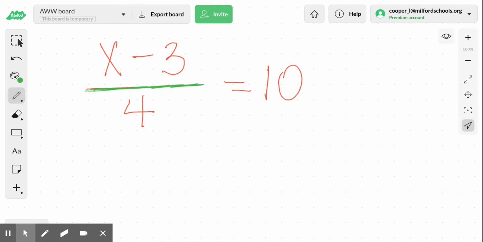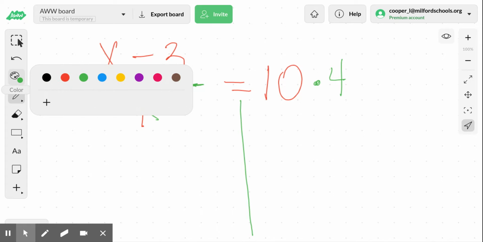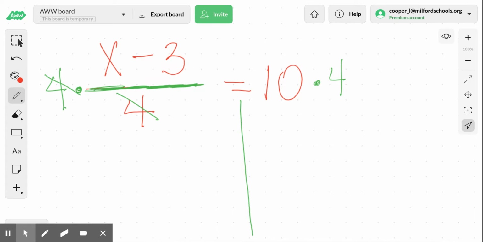So that's something that's going to look a little different. And the majority of the time, you will add or subtract first. But this time, since this bar is blocking our entire expression, we're going to multiply by 4 first on that side and on this side. So doing that inverse cancels out what we're trying to get rid of. We then bring down the rest of the red, so x minus 3, bring down our equal sign, and 10 times 4 is 40.